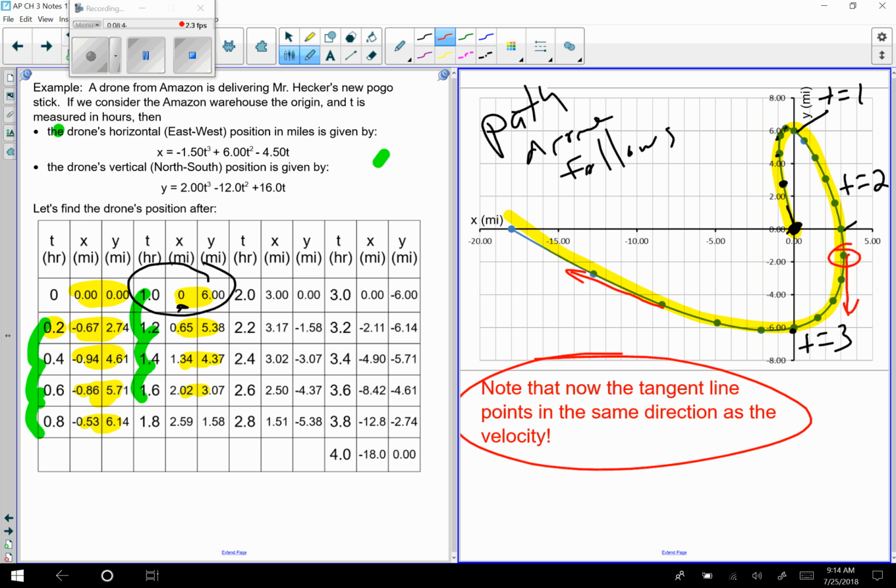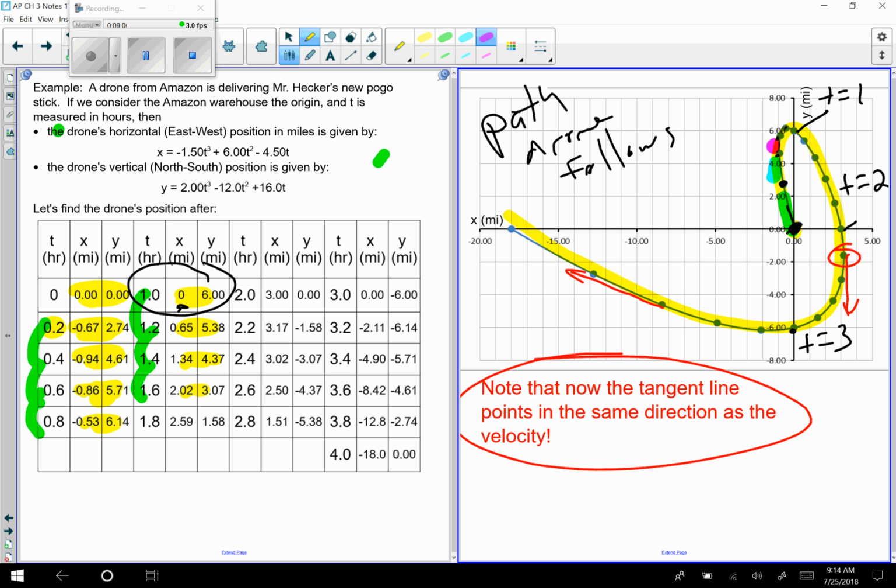In order to determine how fast it's moving, well, pause the video and see if you can figure it out. Not numerically, but just relatively how fast it's going. Okay, so here's what I know. I know that in the first 0.2 hours, it went this far. In the next 0.2 hours, it only went this far. In the next 0.2 hours, it only went this far, right?